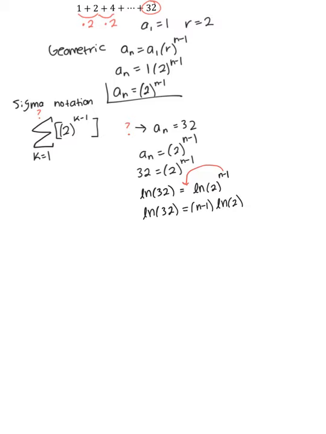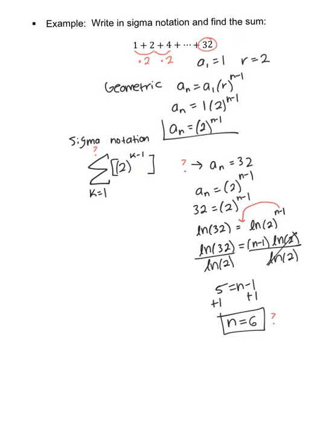Okay, I want to get that n minus 1 by itself, so I'm going to divide both sides of the equation by the natural log of 2. Put that in your calculator, and you're going to get 5 equals n minus 1. Add 1 to both sides, and you get that n is equal to 6. So this was our question mark. So over here, I'm going to erase the question mark, and I know that I'm going to go to 6. So this means that I'm going to be taking this sequence, the 2 to the k minus 1, and adding the first 6 terms of that sequence together.